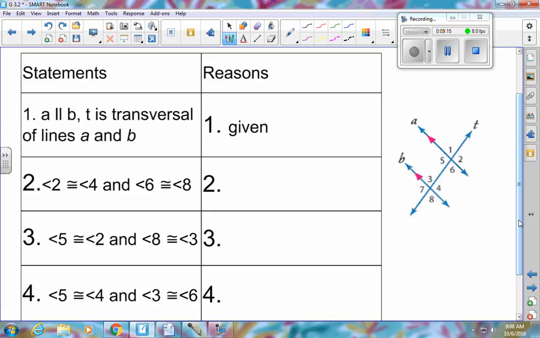Okay, so what is given is that A and B are parallel, which you can see from the triangles on our line. And then T is the transversal, because T is cutting through those two lines at two different points. So that's our given. So we want to look at angle 2 and 4 go together here, is what they're saying are congruent, and 6 and 8. So we look at our picture.